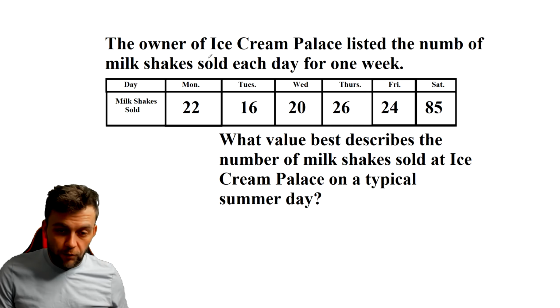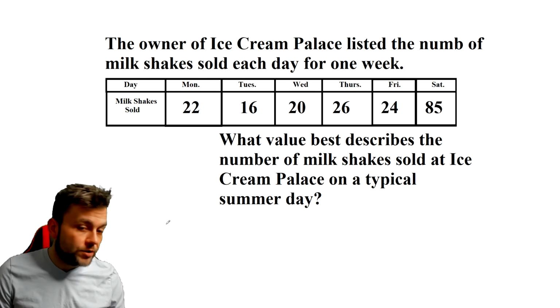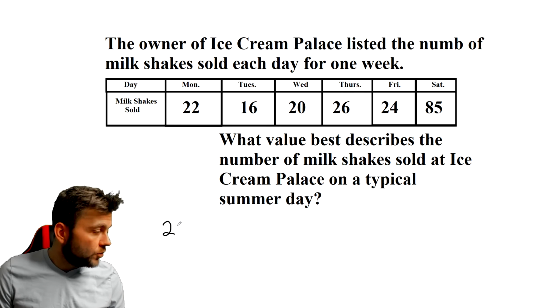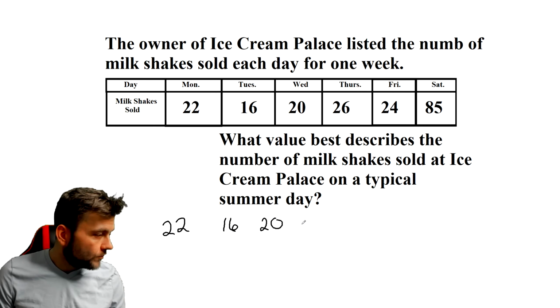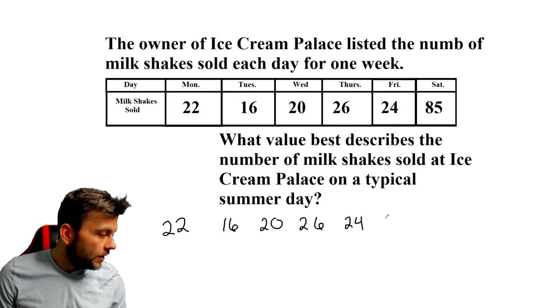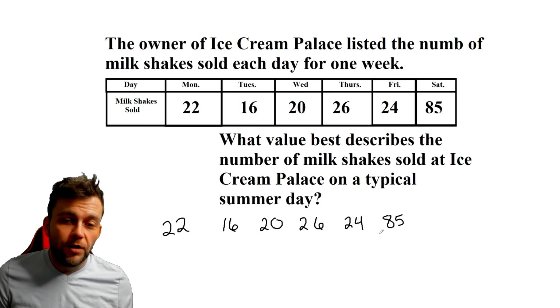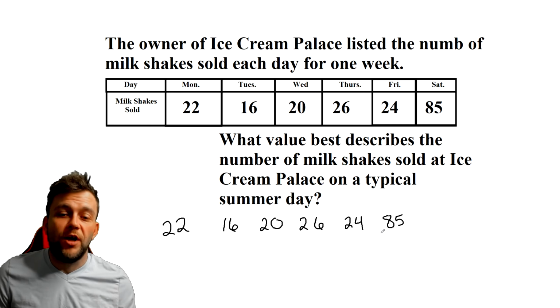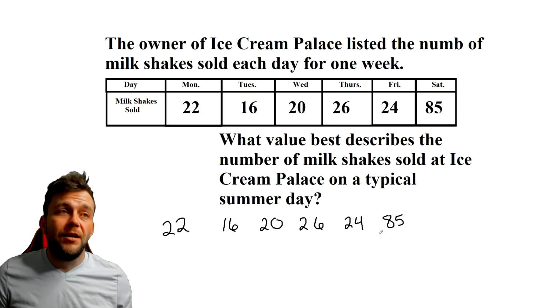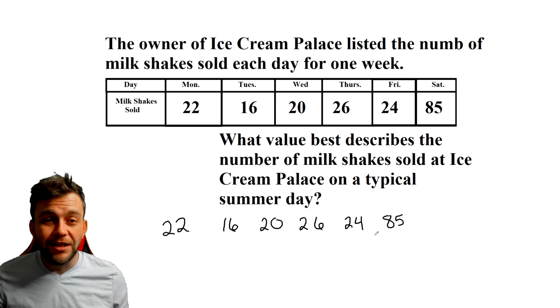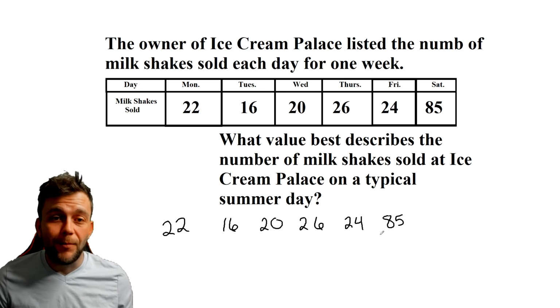I will write down the number of milkshakes sold each day. So we have 22, we have 16, 20, 26, 24, and 85. Now, just like the problem before, the question is, what value best describes the number of milkshakes sold at Ice Cream Palace on a typical summer day? That typical summer day is finding the mean. It's finding the average summer day. So typical summer day is the same as average summer day.